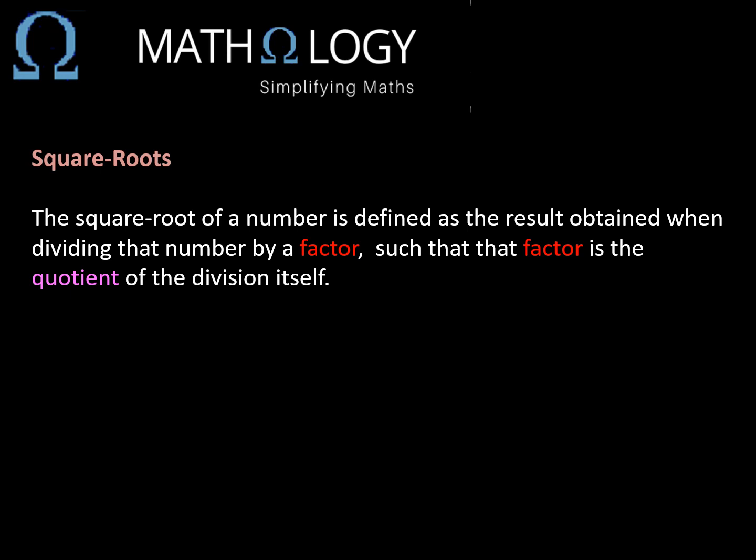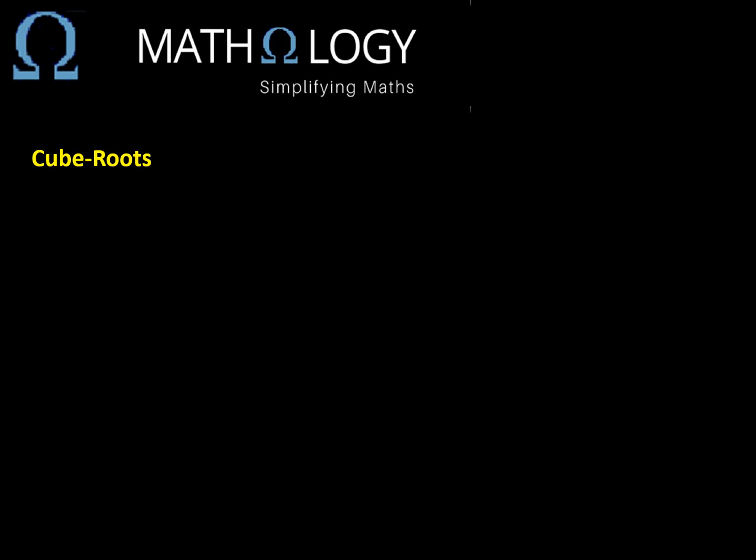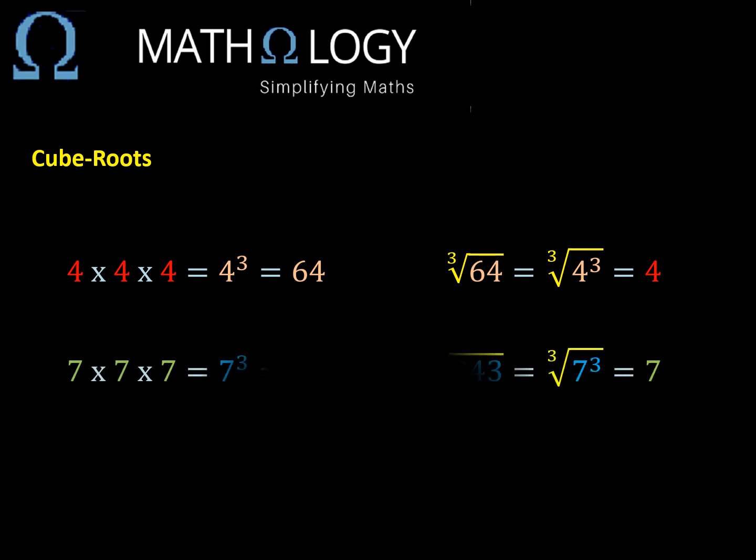The square root of a number is defined as the result obtained when dividing a number by a factor, such that that factor is the quotient of the division itself. In other words, since 4 times 4 equals 16, the square root of 16 equals 4. Similarly, since the cube of 4 is 64, the cube root of 64 is 4. Likewise, the cube of 7 is 343, so the cube root of 343 is 7.